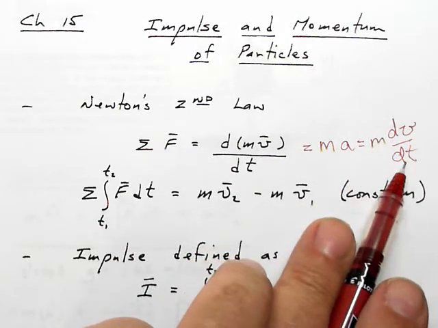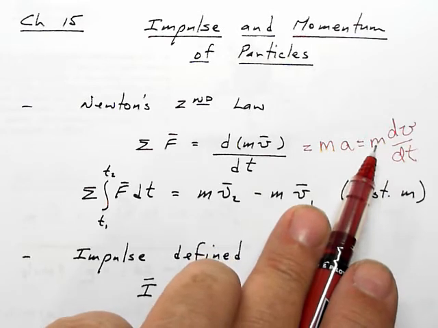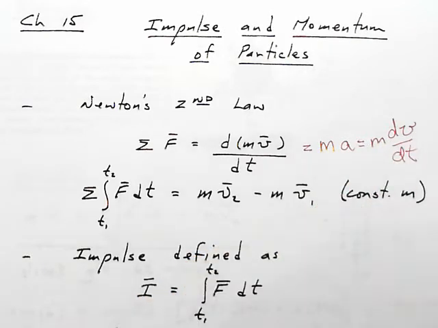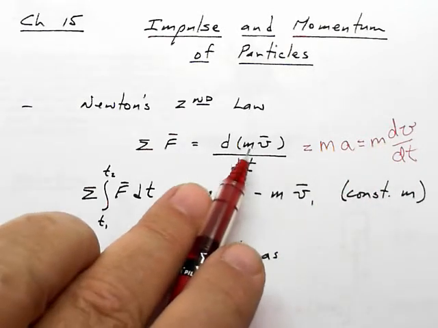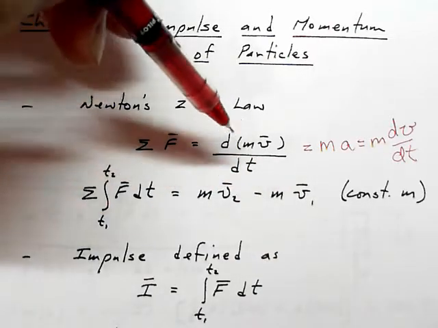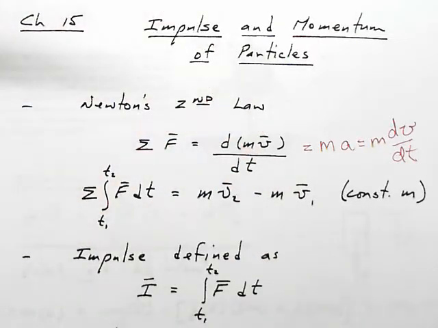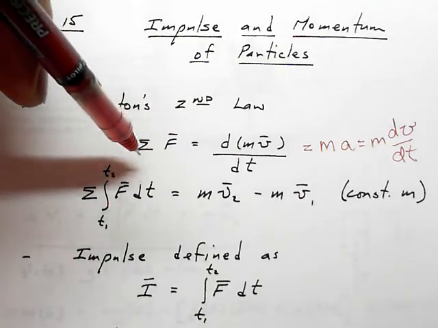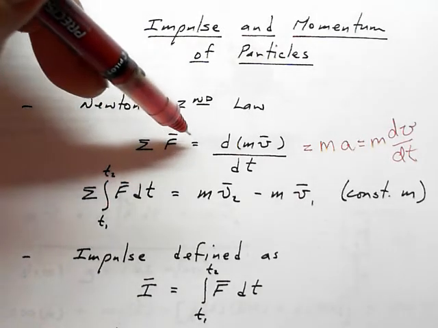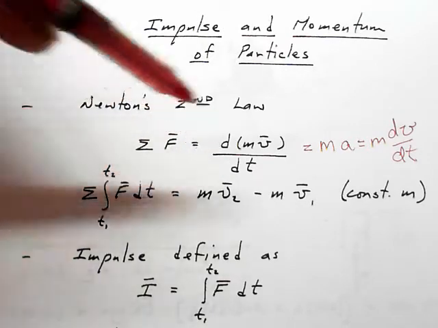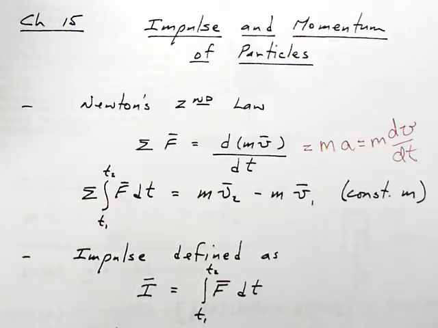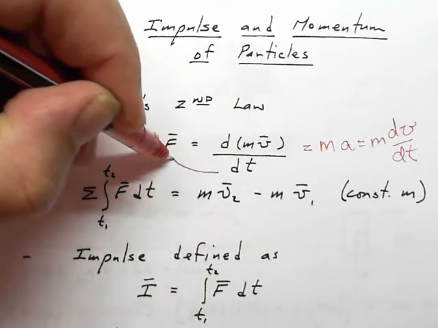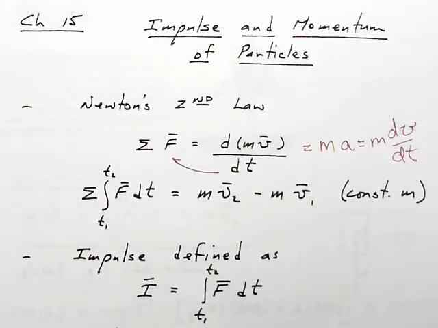mass might vary with time. And if that's the case, then we really have to take the derivative of the mass times velocity property, which is mv here, and this quantity mv we call momentum. So Newton's second law really says the sum of forces acting on the body is equal to the time rate of change of momentum of the body. And what we will do is move the dt to the other side, and we will integrate both sides.